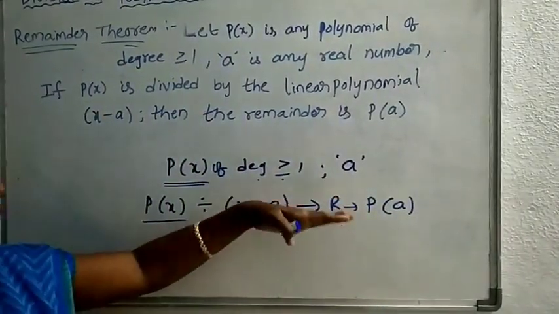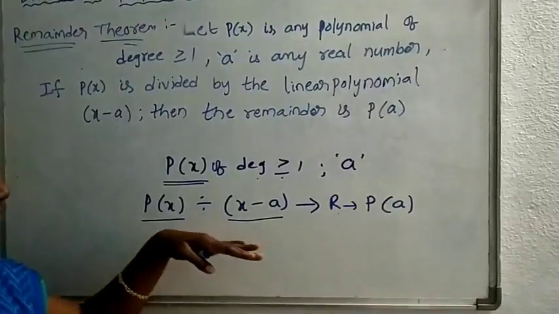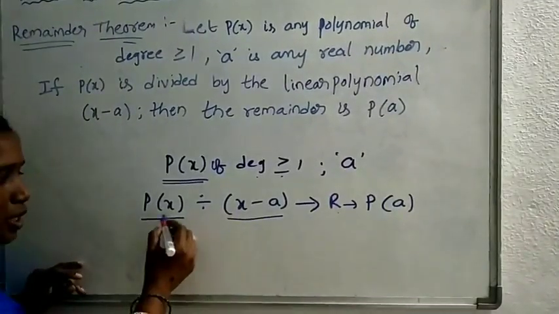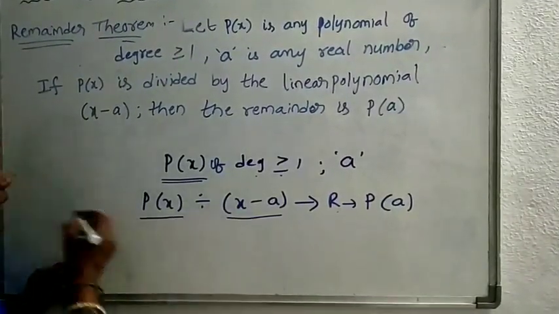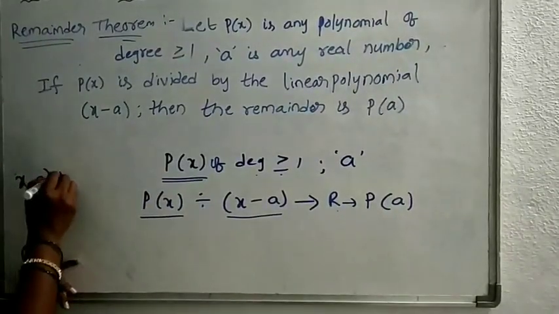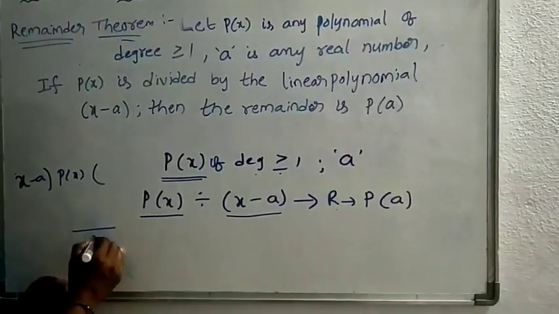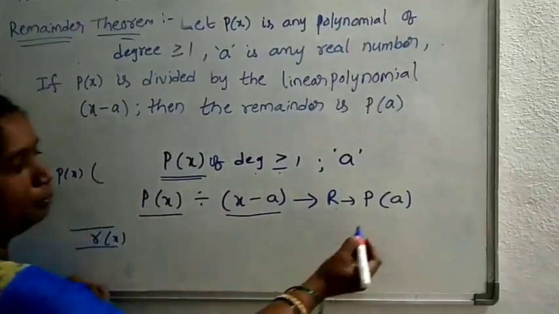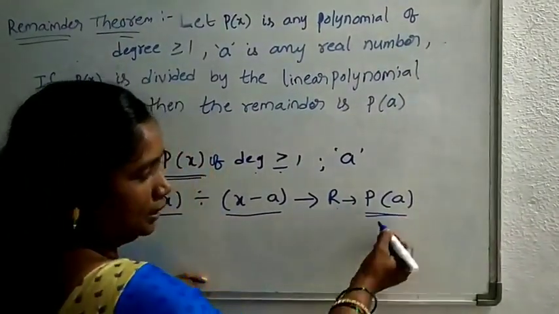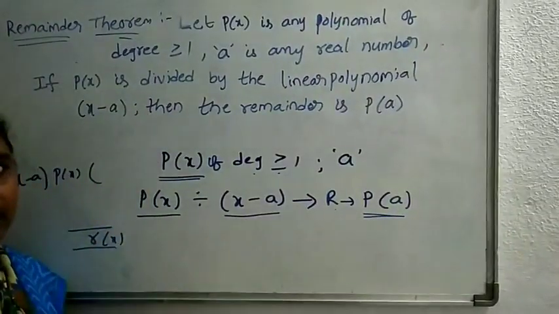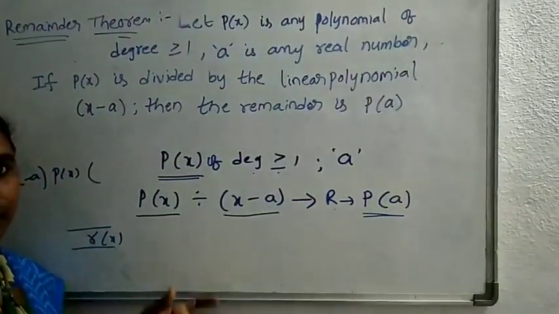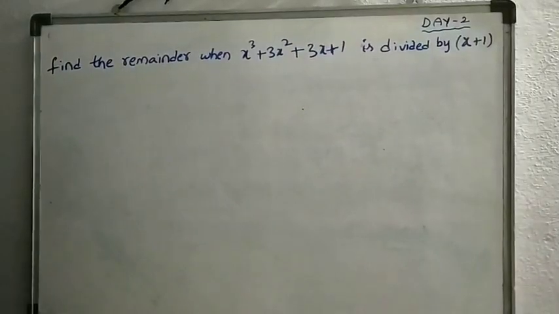Okay, that means from this remainder theorem, without doing the long division, P of x divided by x minus a means here we need not do the division process. Directly we can find the remainder by finding the value of P of a. Okay, children? We will do some problems on application of remainder theorem.